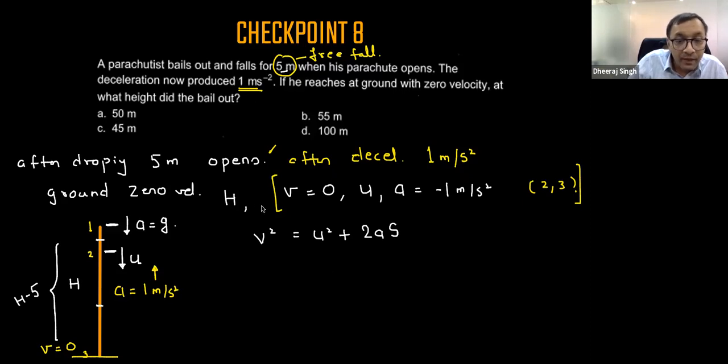We don't know anything about the time and we know about the displacement. So displacement should be there in the equation. Final velocity is 0, initial velocity we do not know, acceleration is minus, because it is 1 in the direction opposite to velocity. So if downward is positive, upward is negative. 2 into 1 into displacement. Is S positive or negative? I am taking downward positive, so displacement is positive. So 2, acceleration 1, and S is H minus 5. So this is my first equation, and this should give me the value of H.